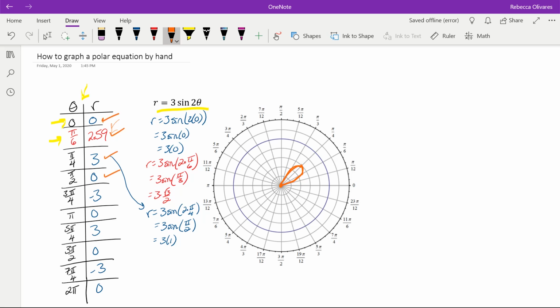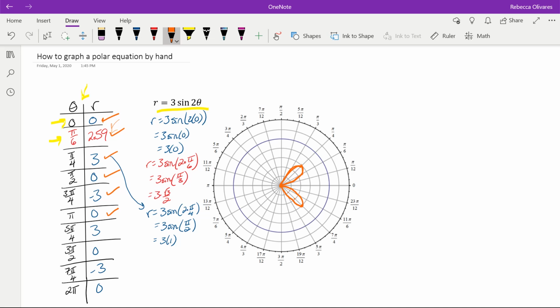So now we're at 3 pi over 4 comma negative 3. 3 pi over 4 is in quadrant 2, but negative 3 takes you down into quadrant 4. 1, 2, 3. That takes you out there. And then the next one will be pi comma 0. That takes you back to the pole. So you're going to be out to 3 at the pi over 4 angle, and then back to the pole. And you're starting to see what's happening here.